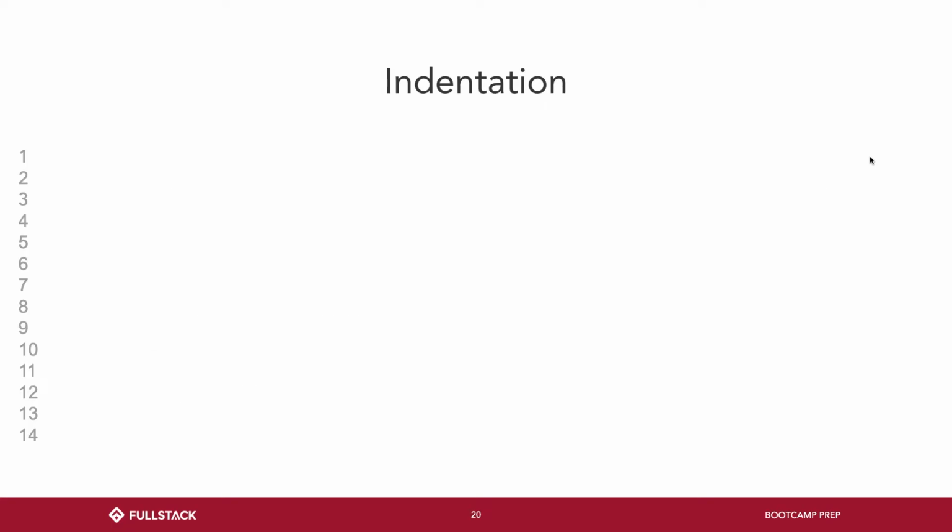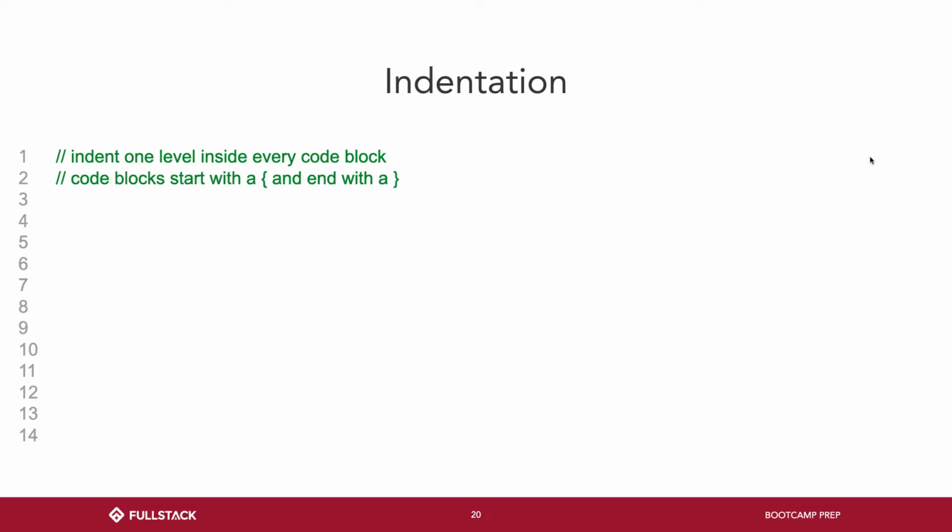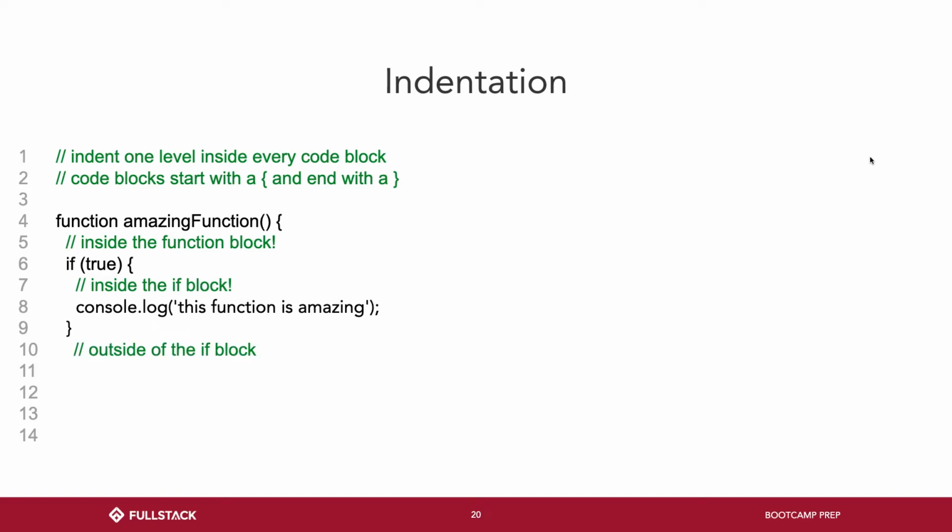So we'll talk about indentation. I told you this is easy today, okay? Indent one level inside of every code block. A code block starts with an open curly brace and ends with a closed curly brace. Easy to remember, right? So you have this function called amazing function. Also, anything with two slashes is a comment, and won't be read by the compiler, okay? So these are all comments.